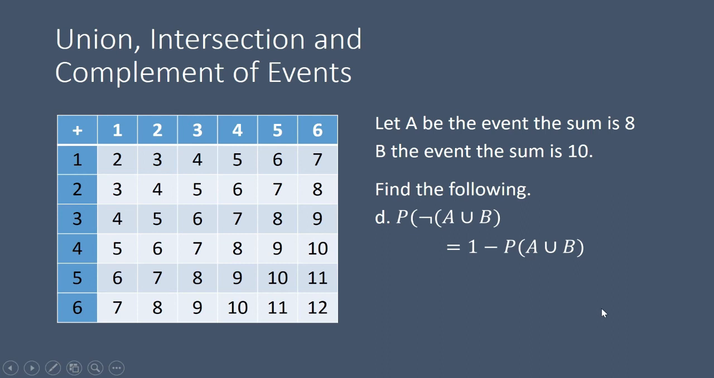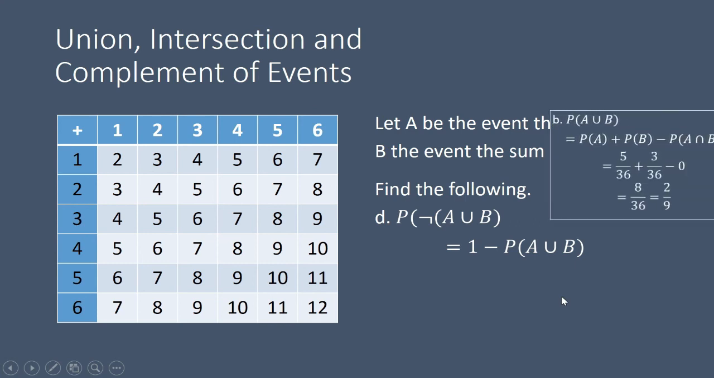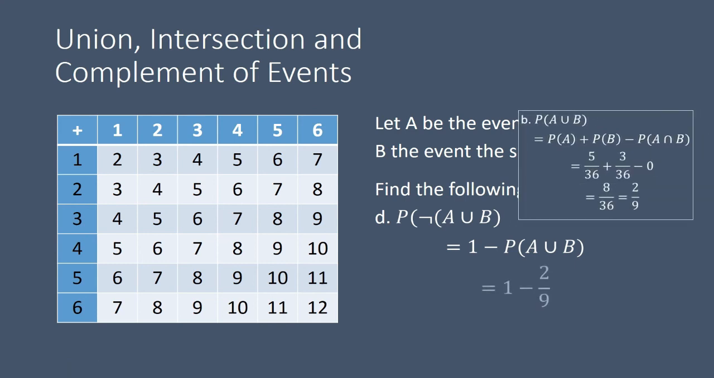It is equal to 1 minus the probability of A union B. And we already know the probability of A union B. It is equal to 2 over 9. The probability that the sum is neither an 8 nor a 10 is equal to 1 minus 2 over 9, and that is equal to 7 over 9.